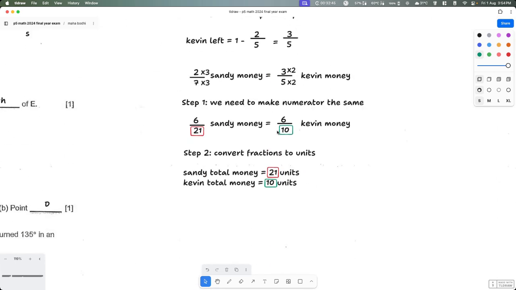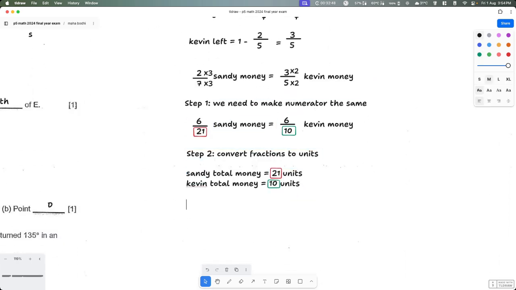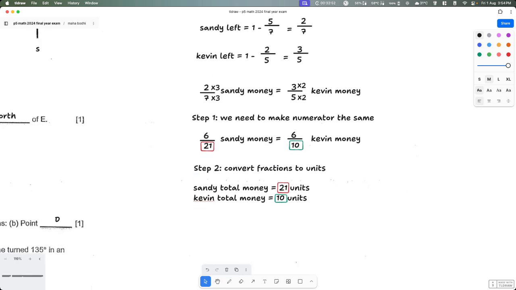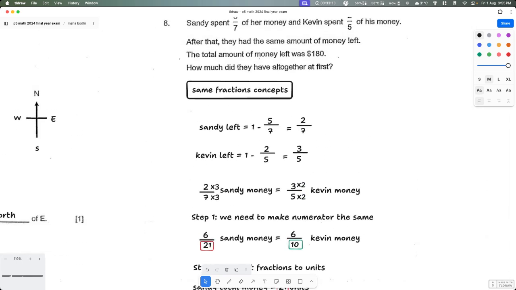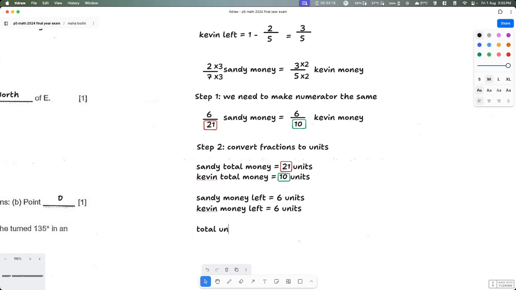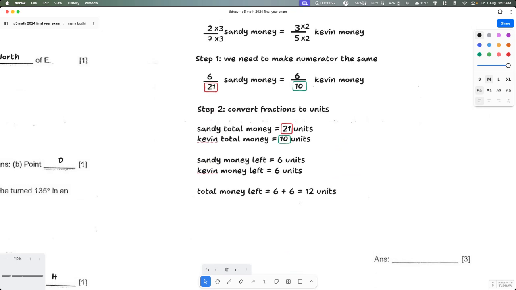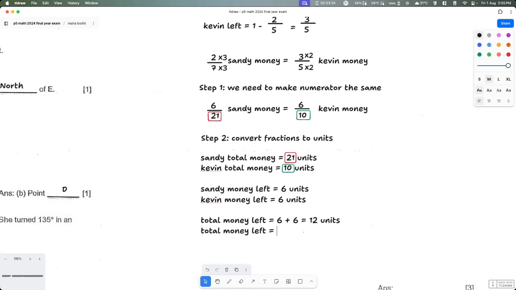All right, so the total amount of money left was 180. So that means Sandy's money left is 6 units, and Kevin's money left is also 6 units. So the total money left is equal to 6 plus 6, equal to 12 units. So we know this is 12. Total money left is also equal to $180.